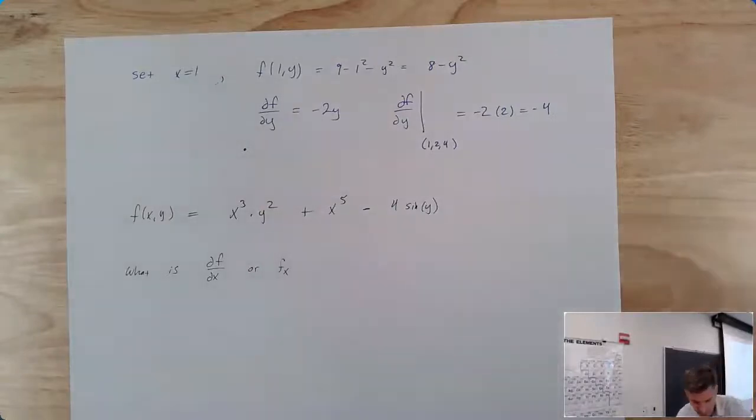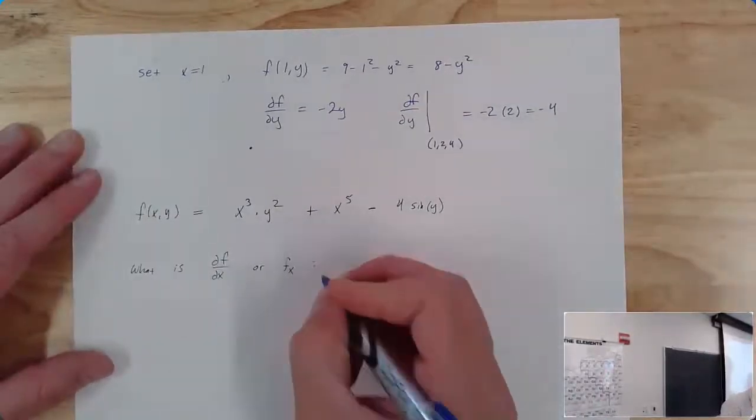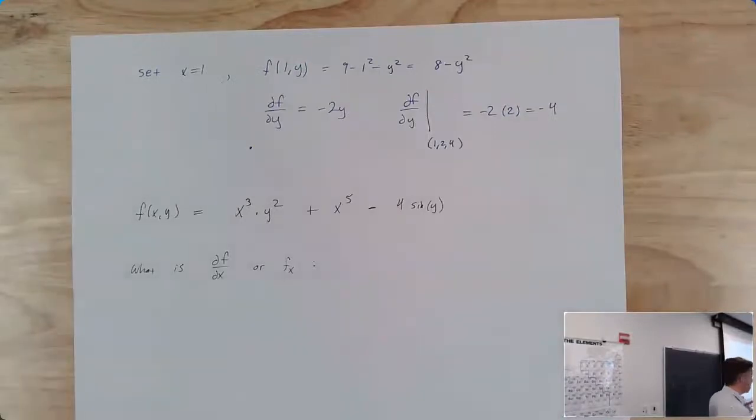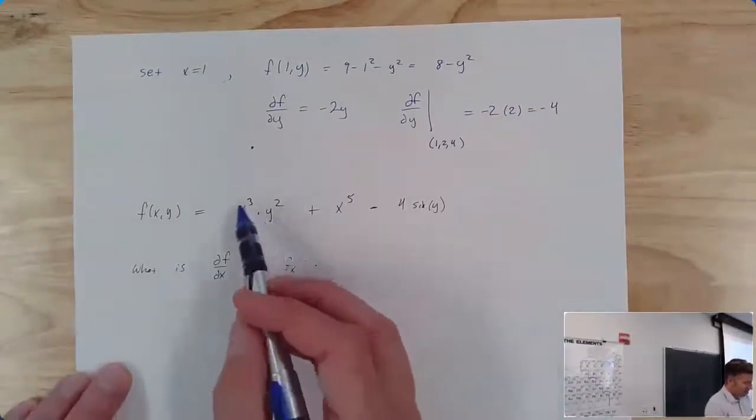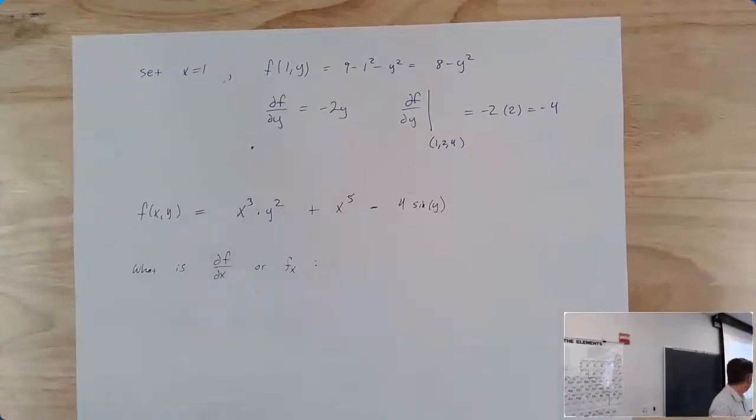Black pens are not doing any favors here, so we'll use blue pen instead. I'm going to treat y like a constant. So if I'm looking at x cubed times y squared, what I'm really seeing is x cubed times 5, or x cubed times 6, or pick your favorite number, but it is just acting like a regular constant number.